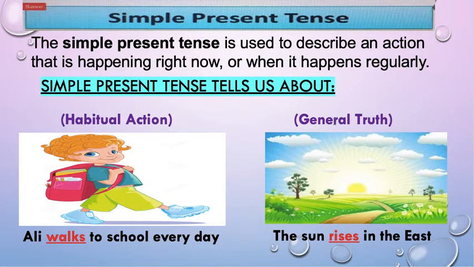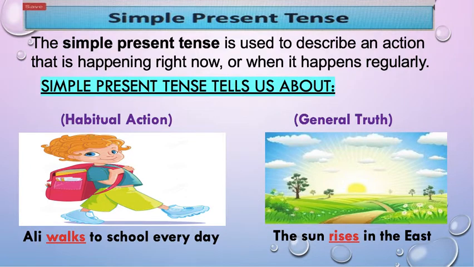Next one, general truth. A general truth is a fact or a statement, and it is a true statement that cannot be changed. It is a permanent situation and it cannot be changed. Example, the sun rises in the east. It is a fact, isn't it? The sun always rises from the east. We cannot change it, we cannot alter it. It is a true statement, it is a fact.